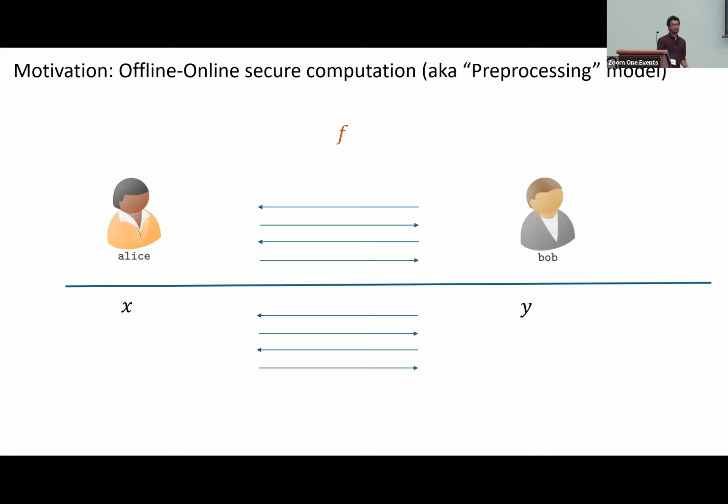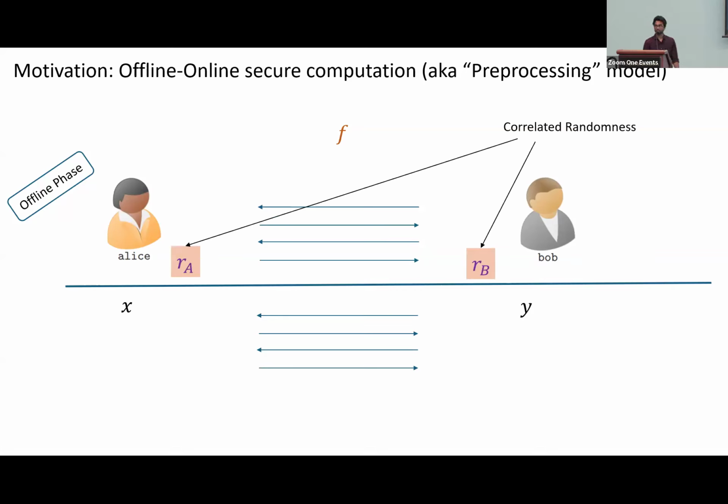A popular paradigm in secure computation is the so-called offline-online secure computation model, also known as the pre-processing model. Here, Alice and Bob want to compute some function f securely on their inputs x and y. To do this, we divide the protocol into two parts, an offline part where the inputs are unknown, and parties use random inputs to interact to form so-called correlated randomness.